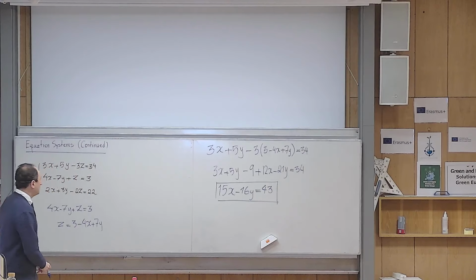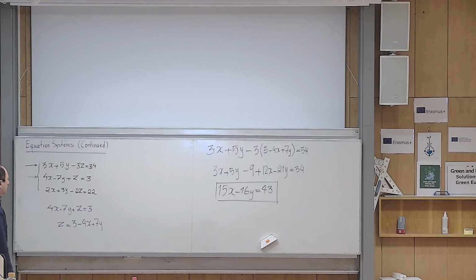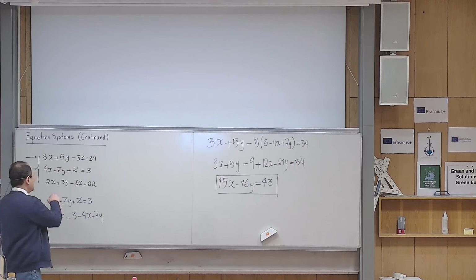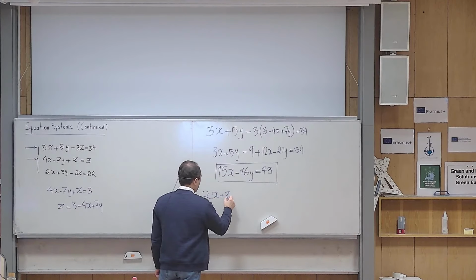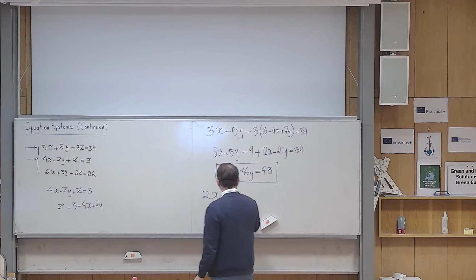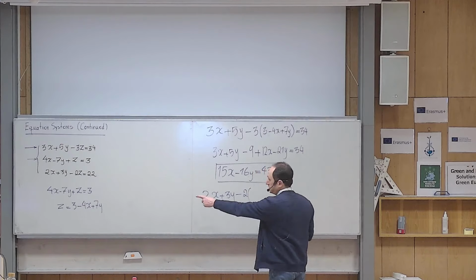Okay, but the problem is that I also use this equation. So let me highlight that. There's one more equation that I haven't used, this one. I will do the same thing with this one. So what does it mean? It means that I copy and paste the first two terms, 2x plus 3y. But then I have minus 2. Again, I substitute the z there as well.